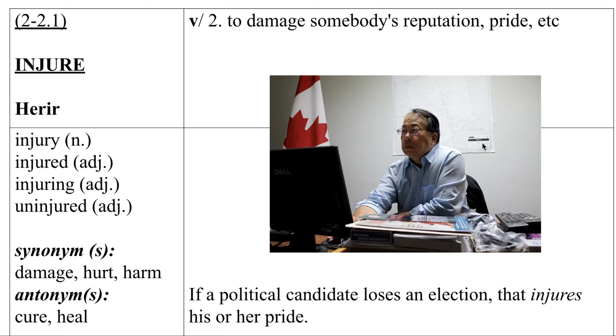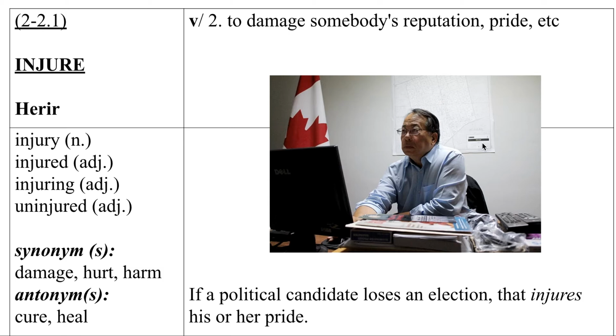And then here is the next definition. This is kind of related, but it's not physical injury, it's more like emotional injury, like hurting someone. There's an expression in English to hurt someone's feelings, but we can also say injure for this. We don't usually use it with the word feelings, but we can use it with the word reputation or pride, and it means to damage somebody's reputation, pride, etc.